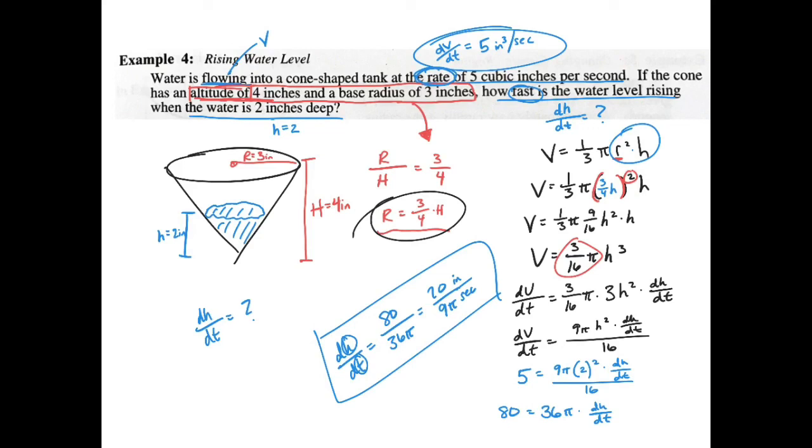What that means to us is that our water level is increasing at a rate of 20 over 9 pi inches per second. The end.